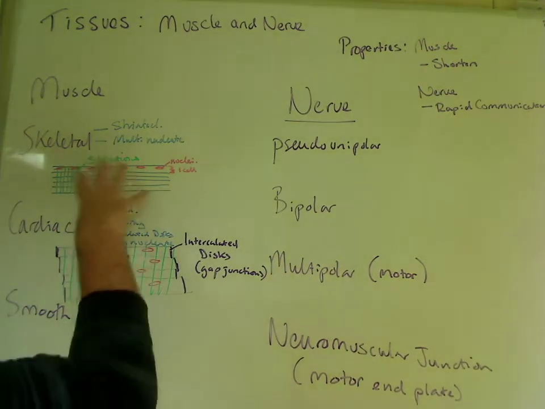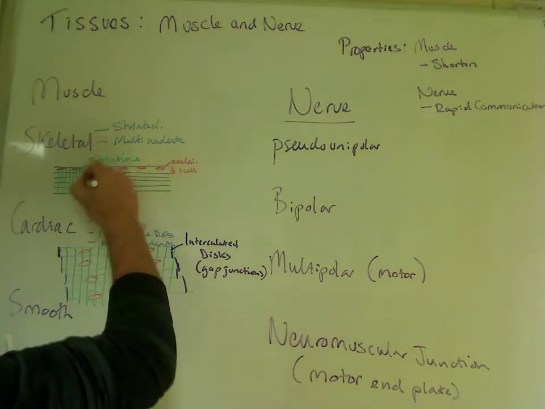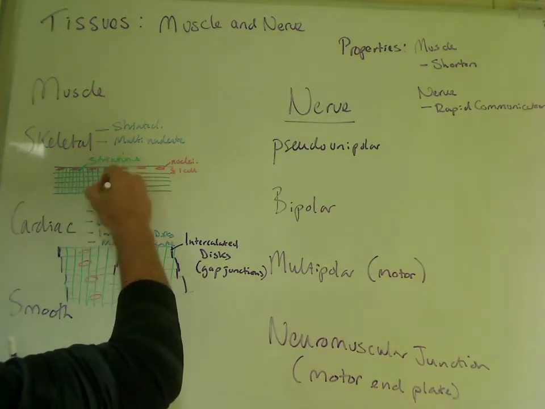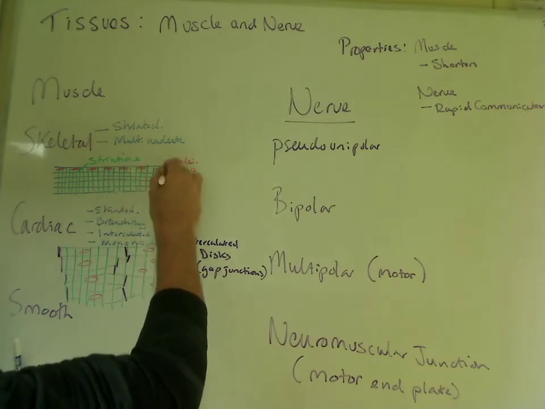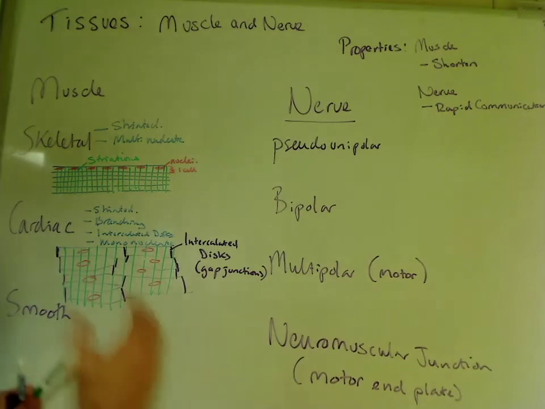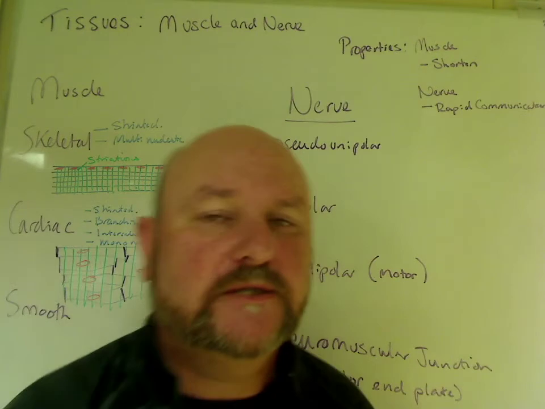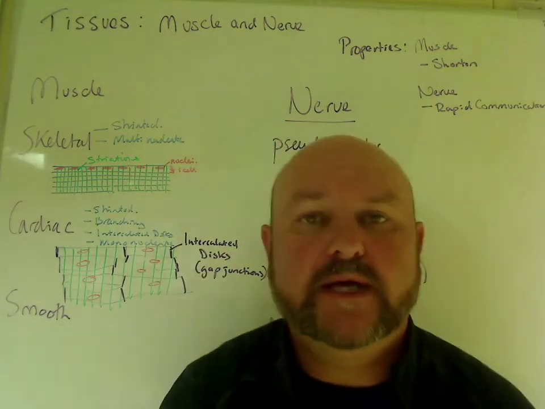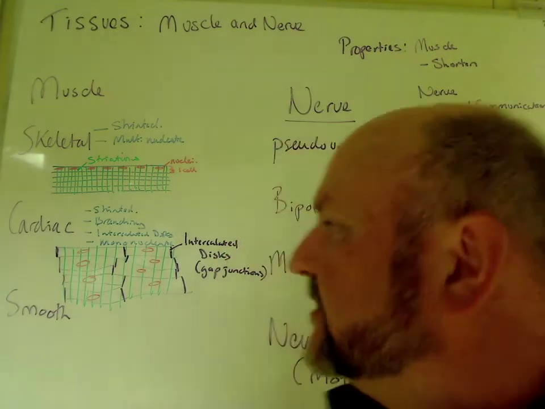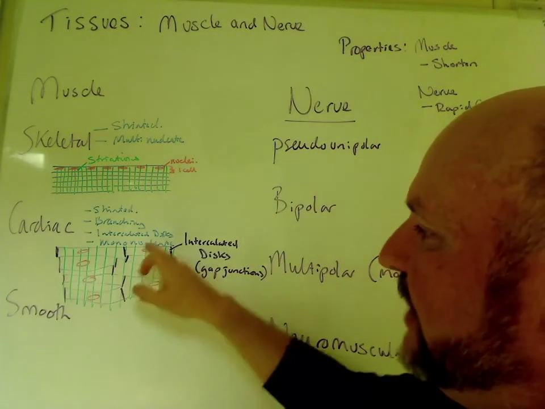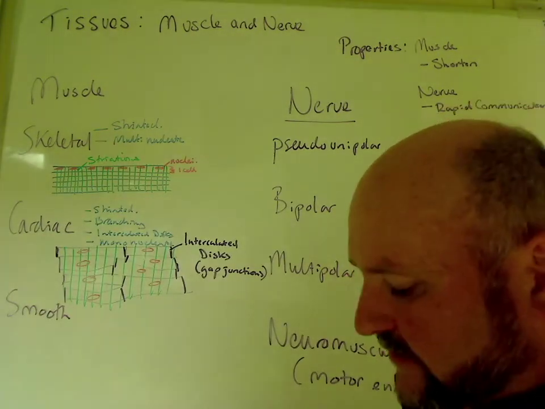So even though they look similar under microscopy between skeletal and cardiac, there are differences. Generally speaking, looking down a microscope, I'm looking for these big thick band lines, these intercalated discs. If I see them, I know I have cardiac. If I don't see them, I have skeletal. The other thing I'm looking for is the branching pattern. Again, if I see branching, I have cardiac. If I don't see branching, I have skeletal.